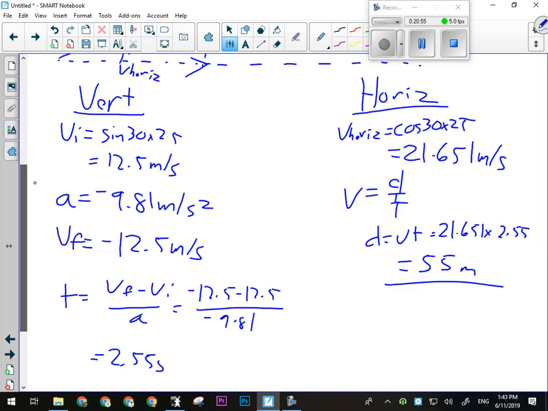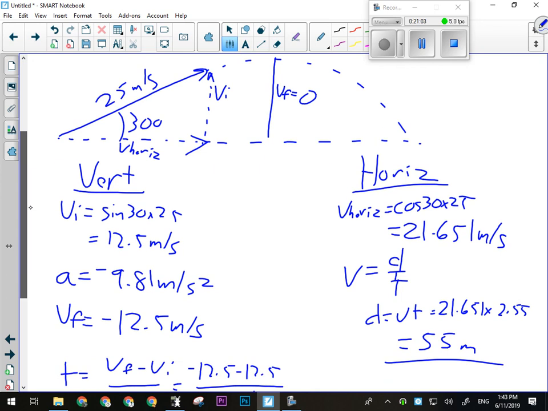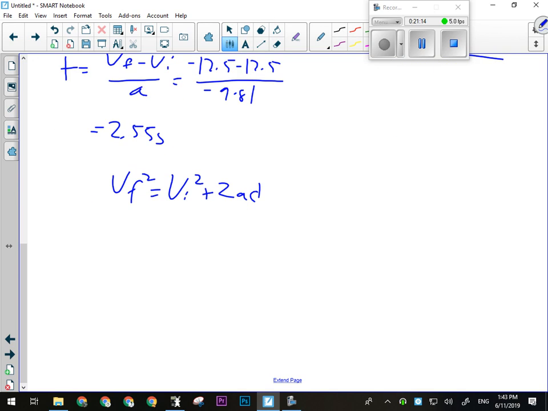The only thing I need to remember that's different is that at the maximum height, my vertical final velocity is 0. So if I want to find the height, I'm looking for a distance, which means Vf squared equals Vi squared plus 2AD. I'm looking for D, so manipulating, it's going to be Vf squared minus Vi squared over 2A equals D.